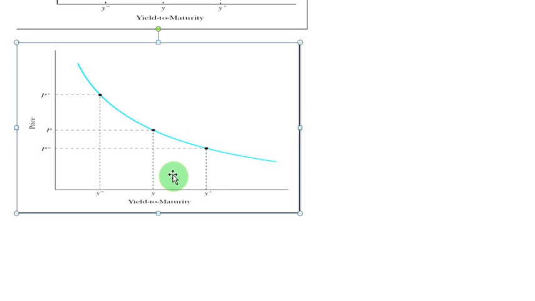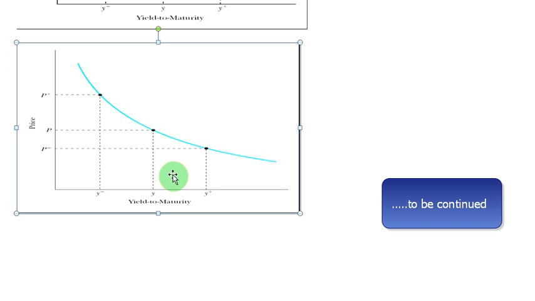Ladies and gentlemen, I'm going to stop here for now. When we meet next time, we are going to continue this discussion and we are going to go on to the derivation of the formula for convexity.